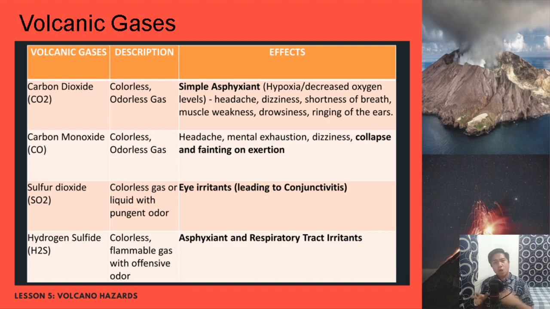Okay? We also have your hydrogen sulfide, a colorless, flammable gas with an offensive odor. Remember, it has sulfur, so it has a strong and pungent odor. Usually, it is an asphyxiant as well as a respiratory tract irritant. In some cases, especially with inhalation of toxic chemicals, in hospitals we can see some redness, or sometimes it may form blisters, like sores in the nasal lining, if there is too much inhalation of those toxic chemicals.